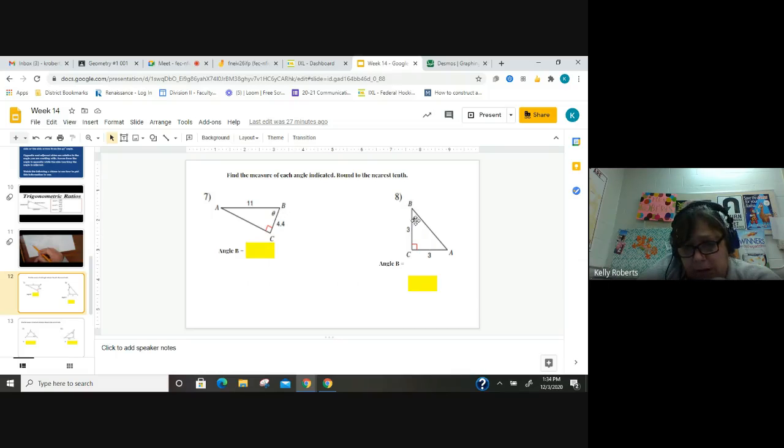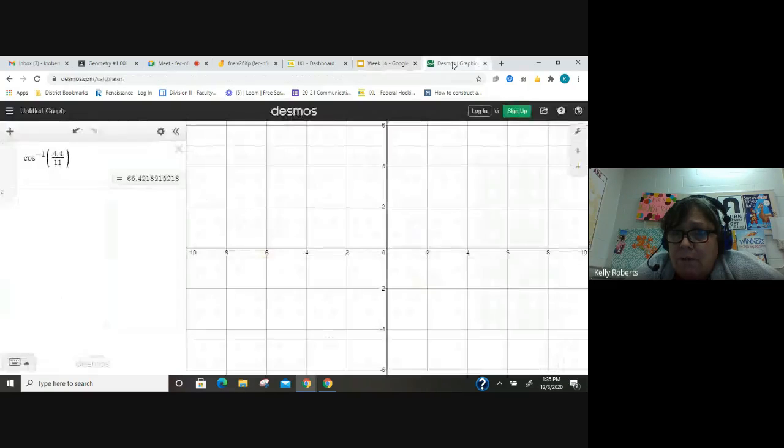All right, on this one, angle B is right here. I have the opposite, and I have a side that touches it. Is it the hypotenuse? Nope. I don't have a hypotenuse. So I have opposite and I have adjacent. The only trig function that doesn't have hypotenuse is tangent. So I'm talking about tangent of B. And since I'm looking for an angle, I'm going to be talking about the inverse.